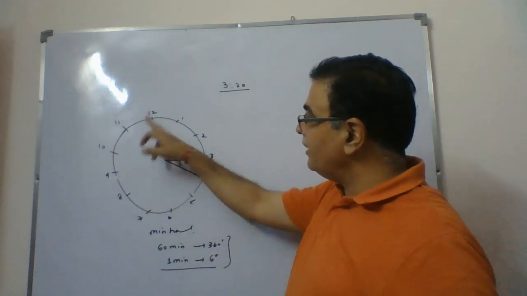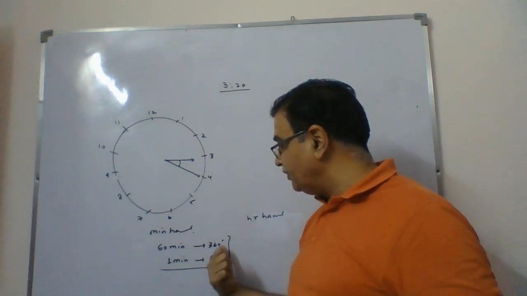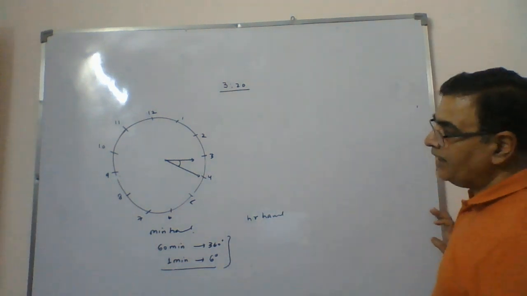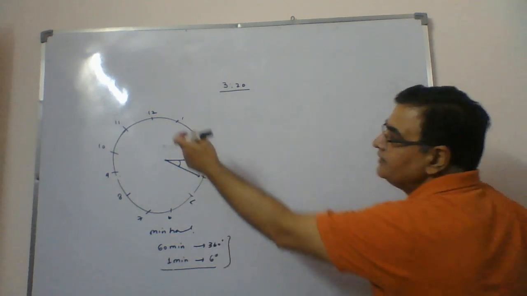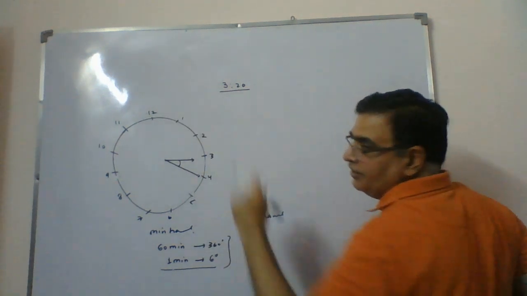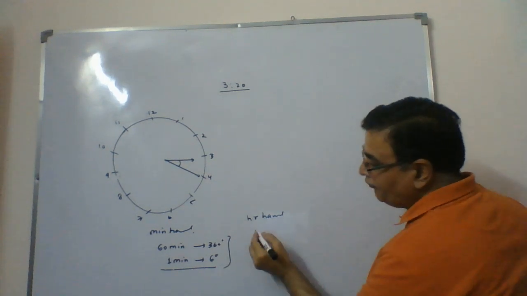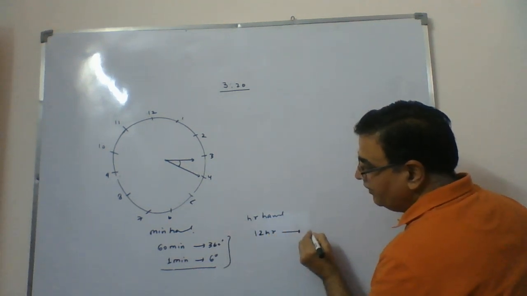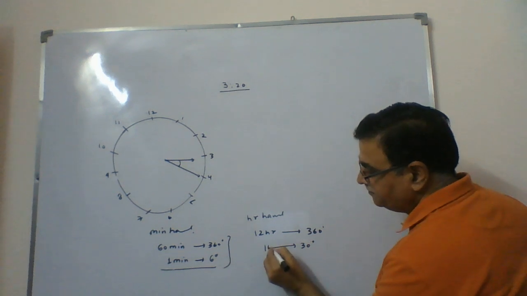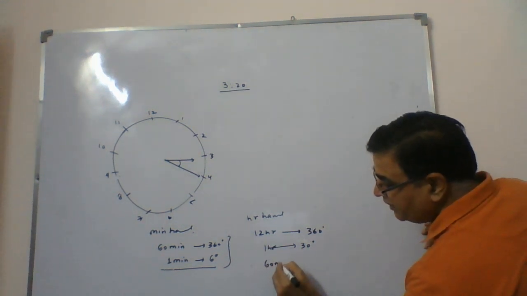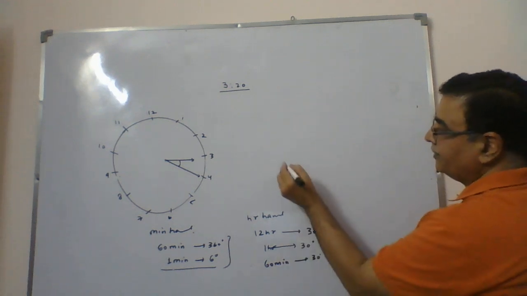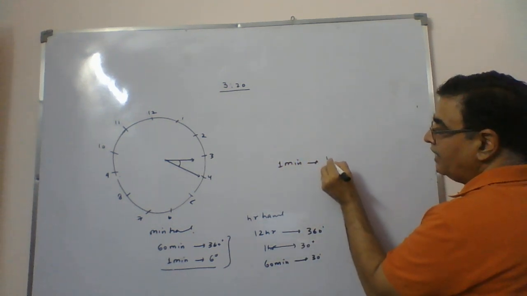Yes, minute hand, one round it will complete in 1 hour. So 60 minutes it will cover 360 degree. That means 1 minute it will cover 6 degree. At the same time, if I say 12 hours, or you take 1 hour, this will be 30 degree. Right or no? So if I take 12 hours, it will cover 360 degree. So 1 hour it will go by 30 degree. 1 hour means 60 minutes it covers 30 degree. So 1 minute, when you think about 1 minute, it will go by half degree.